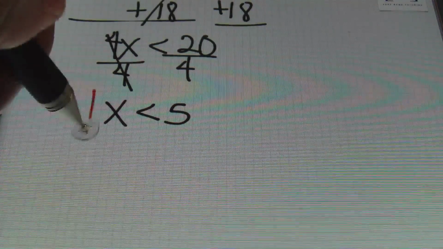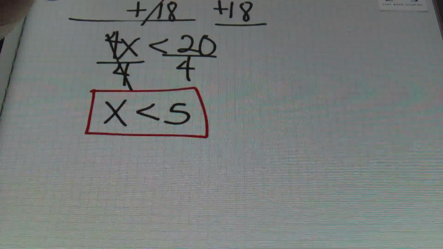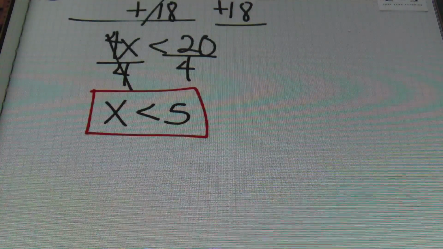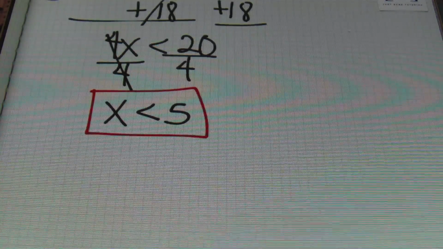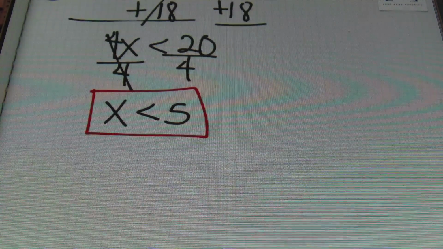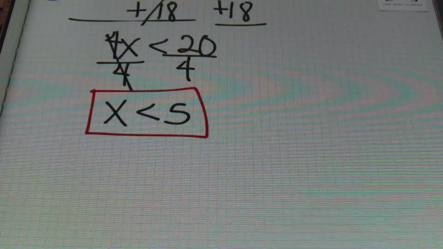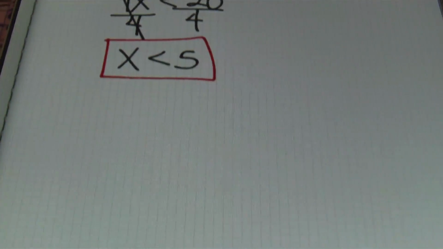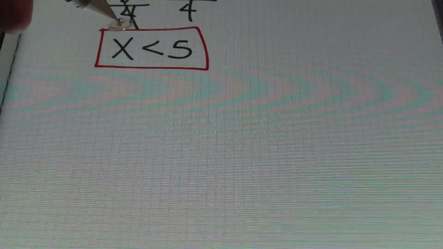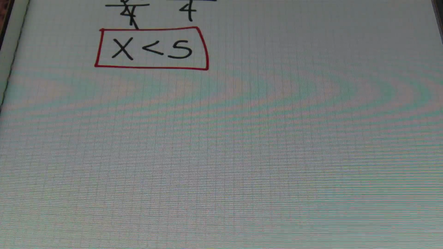Just like this. However, this is only one of the many different ways that you can represent this solution for your inequality, and I'm going to show you those different ways now. The first way to represent this answer, besides just having your solution x is less than 5, is to actually graph it on a number line.